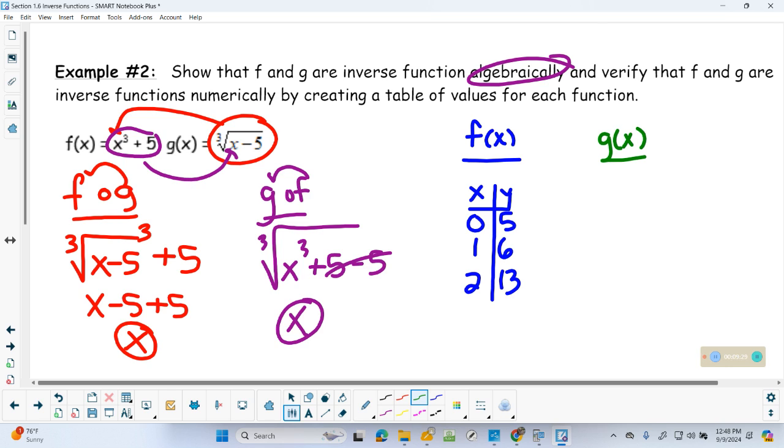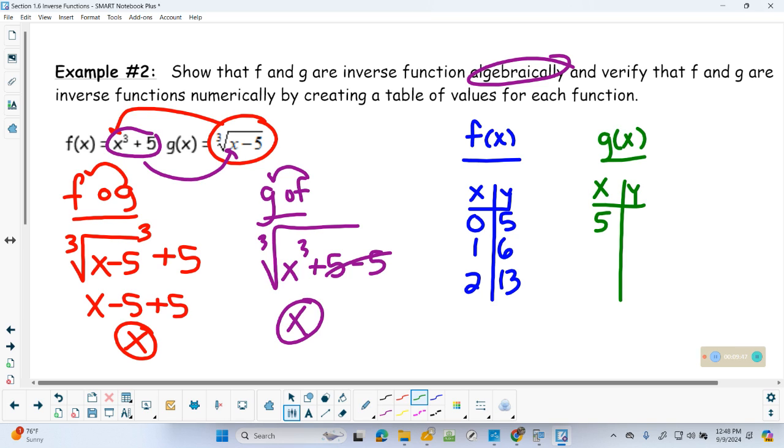None of this is crazy difficult. It is time consuming though, I will tell you that. X, Y, there we go. Now, it might seem kind of random, but remember we want to show the t-charts are switched, so I'm going to start with 5.